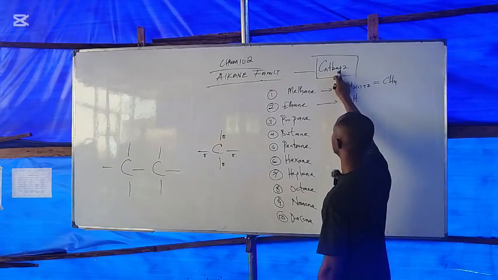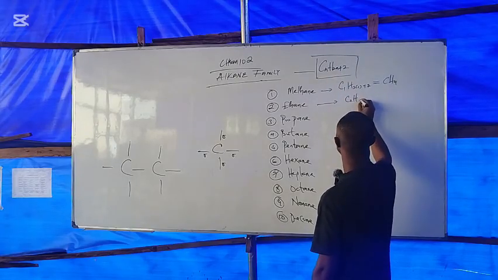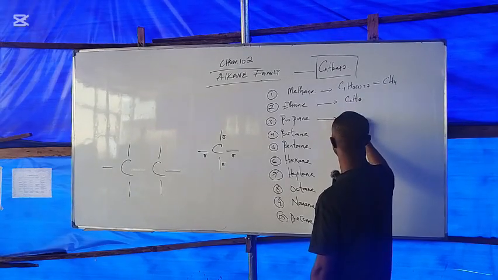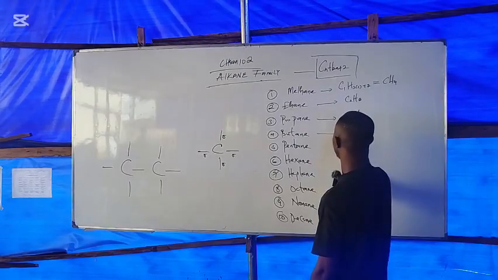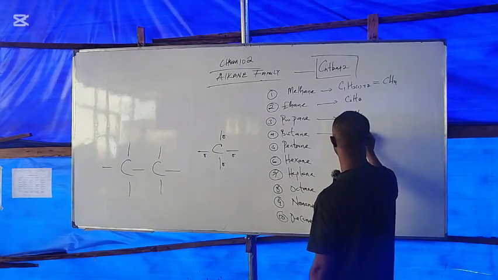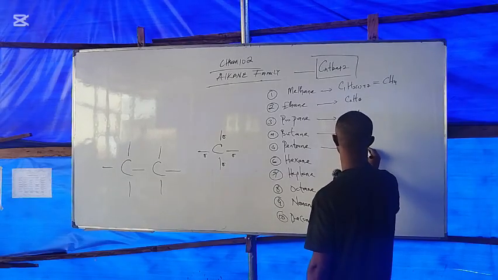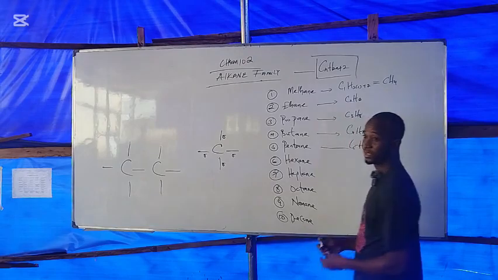For the next one, C2, H: 2 times 2 is 4, plus 2 is 6, so C2H6. The third one will be C3H8. What will be the fourth one? C4H10. This, C5H12. Just like that. Is it not so?